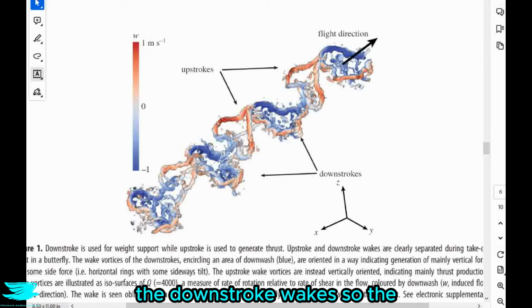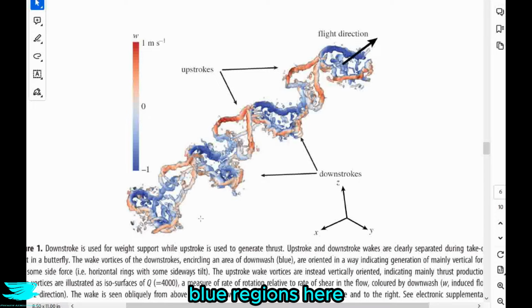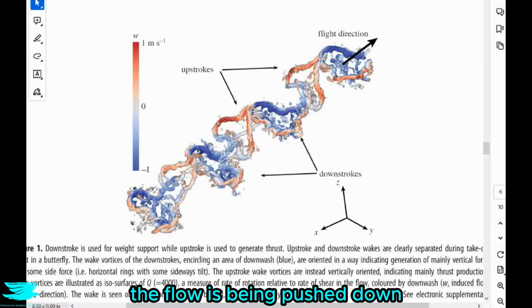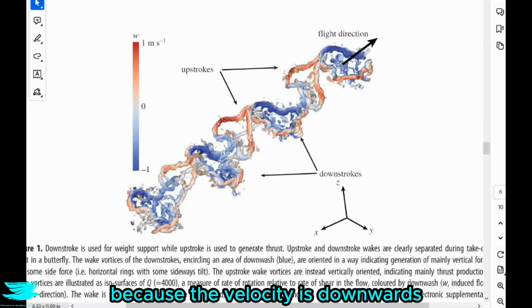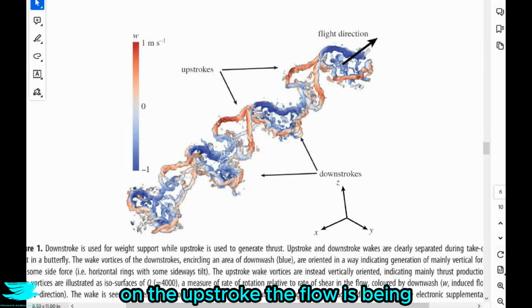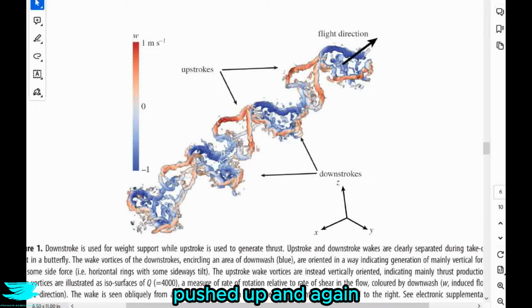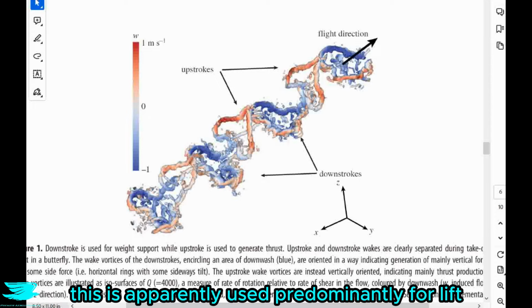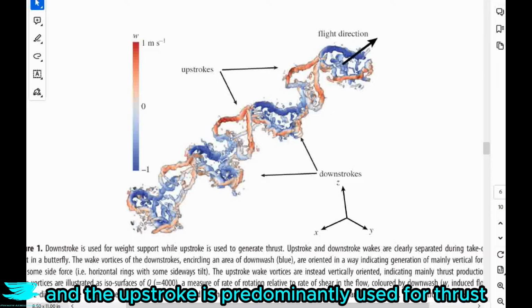The downstroke wakes, so the blue regions here, occur during the downstroke, and the flow is being pushed down because the velocity is downwards, and that isn't surprising. On the upstroke, the flow is being pushed up, and again, that isn't too surprising either. But what is surprising is that the downstroke is apparently used predominantly for lift production, and the upstroke is predominantly used for thrust production.